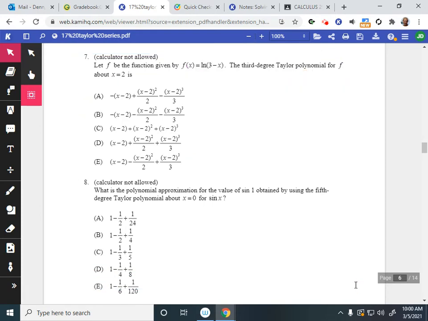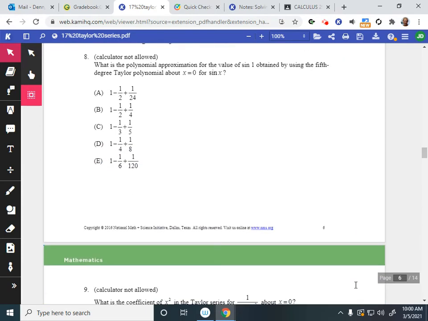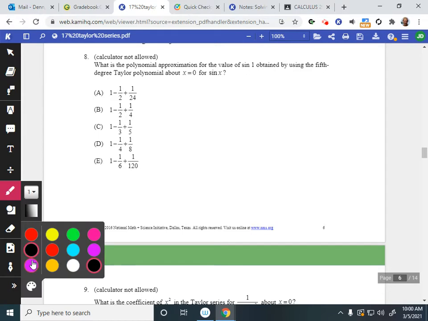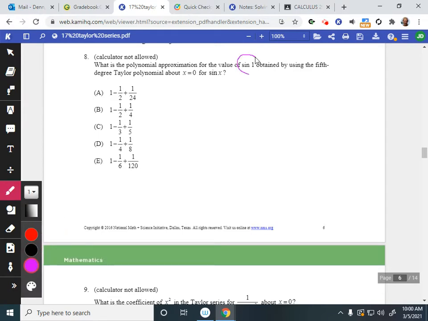All right, number 8. Number 8, I wanted to go over in class because it's different than anything else. So this will be the first time you've seen a problem like this. What is the polynomial approximation for the value of sine of 1 obtained by using the 5th degree Taylor polynomial about x equals 0 for sine x? Okay, they're asking you to find the series for sine x all the way up to the 5th degree. So all the way up till the highest power is 5.